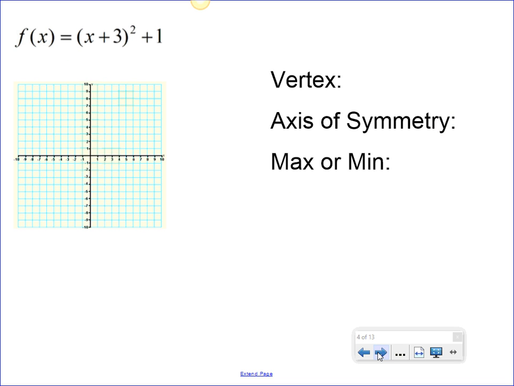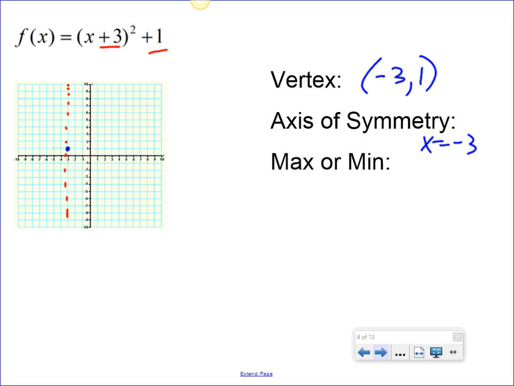So now we have one where we've got two different shifts. Hopefully we can see that this +3 is a shift left 3. This +1 is a shift up 1. So again, it would go left 3, up 1. There would be my vertex. What's that vertex? That vertex is (-3, 1). Okay, I draw in my axis of symmetry if you want. So that axis of symmetry is x equals -3.